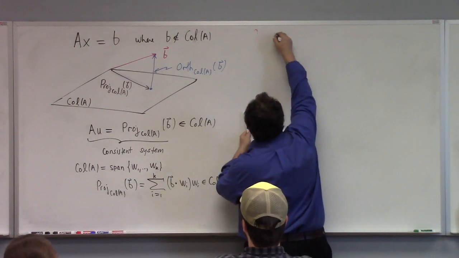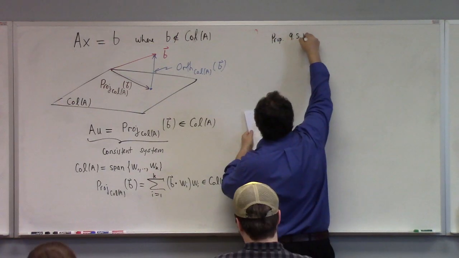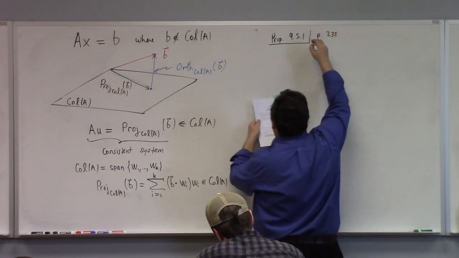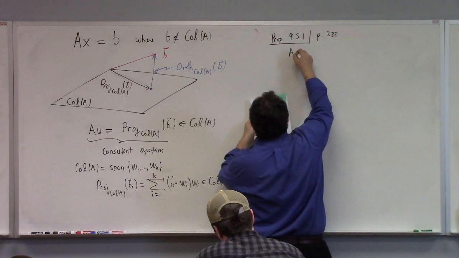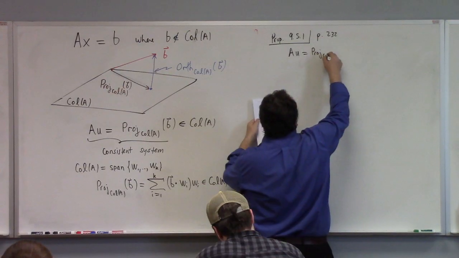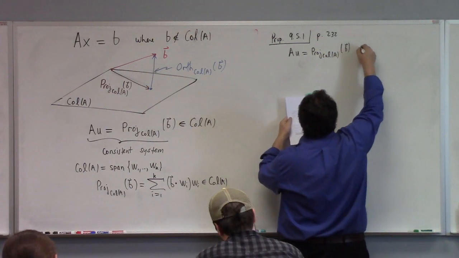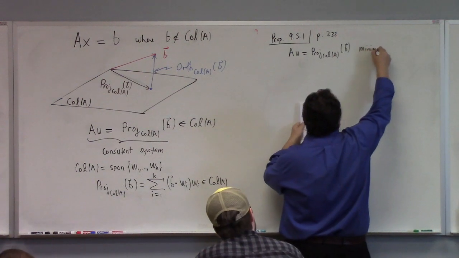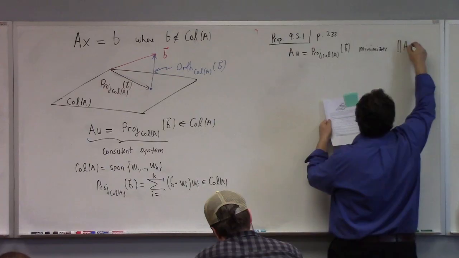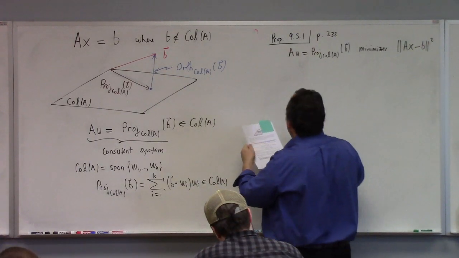So here's a proposition, 9.5.1 from page 232. And it says this, that AU equal to the projection onto the column space of A of B minimizes the norm, the length of AX minus B squared.